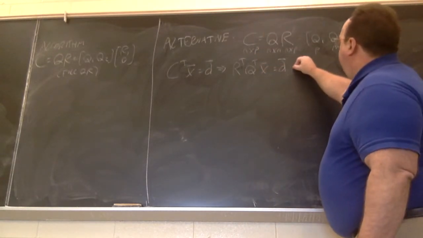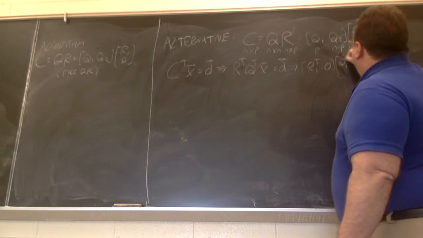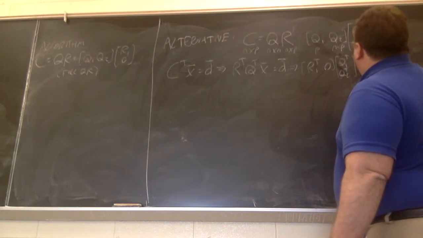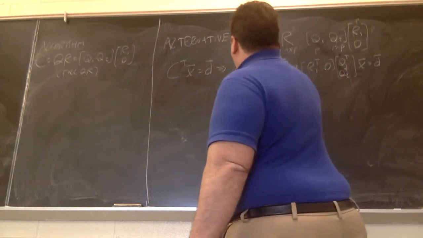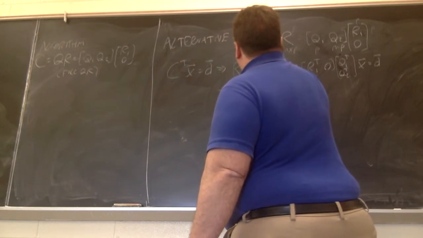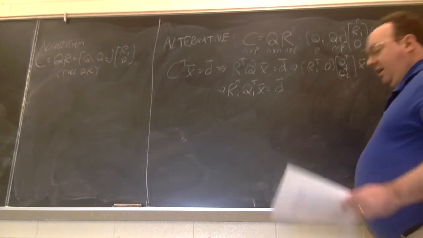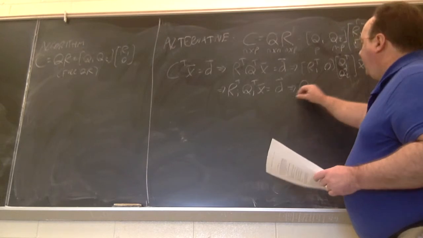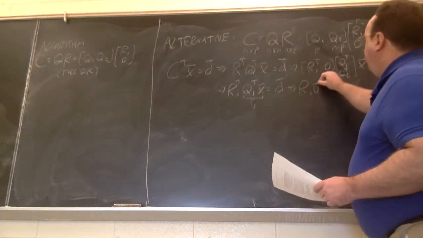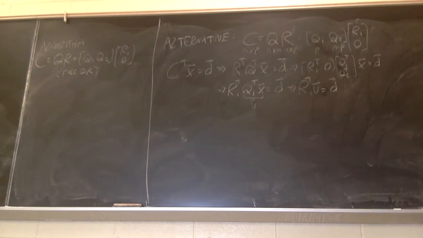But that would mean I'd have R1 transpose 0, times Q1 transpose, Q2 transpose, X is equal to D. So if I carry out this multiplication, what I get is R1 transpose Q1 transpose X is equal to D. So now what I'm going to do is call this vector U. So R1 transpose U is equal to D. So that's something I can solve for using, in this case, forward substitution because I have a transpose.